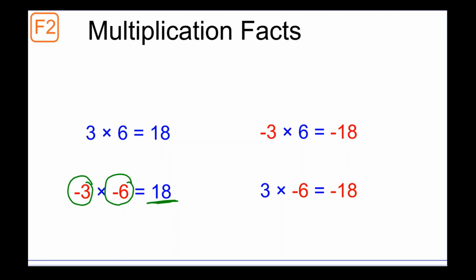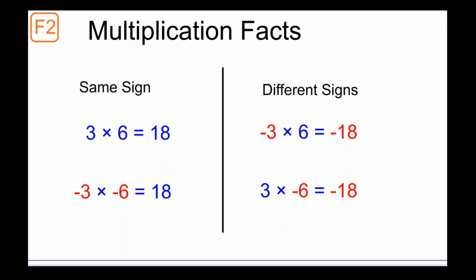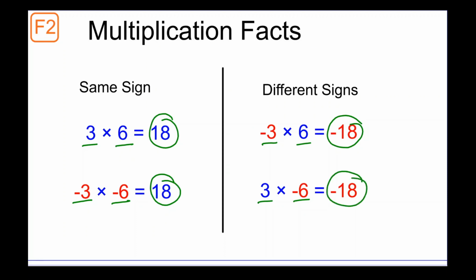So let's look at another way of remembering those. When the signs were the same, positive and positive, or negative and negative, the answer was positive. When the signs were different, negative and positive, or positive and negative, the answer was negative. Same sign, positive output, different signs, negative output.